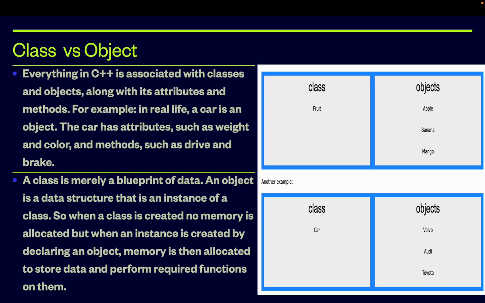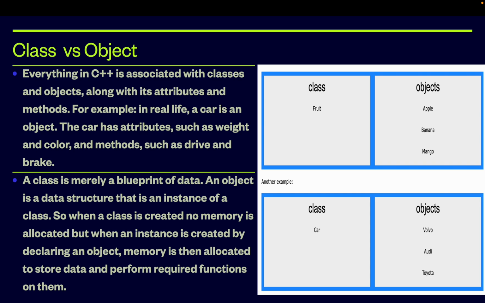Class and object are the two main items of C++. Everything in C++ is associated with classes and objects along with their attributes and methods. For example, in real life, a car is an object. The car has attributes such as weight and color, and methods. A class is merely a blueprint of data. An object is a data structure that is an instance of a class.